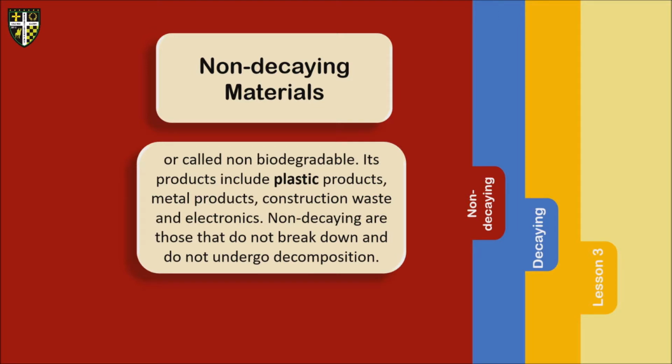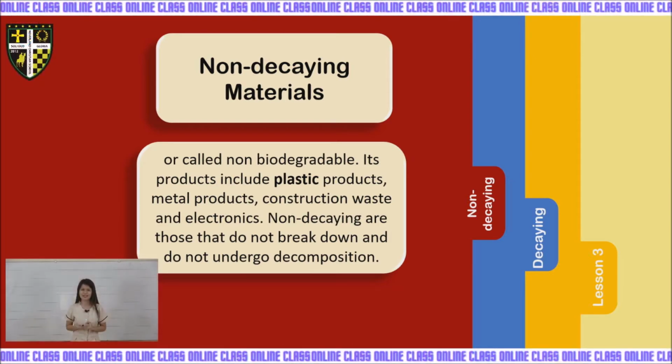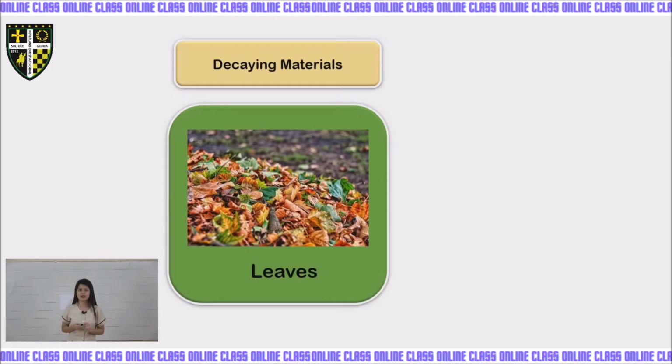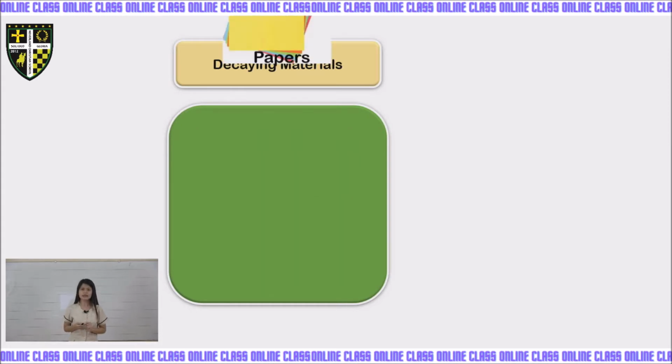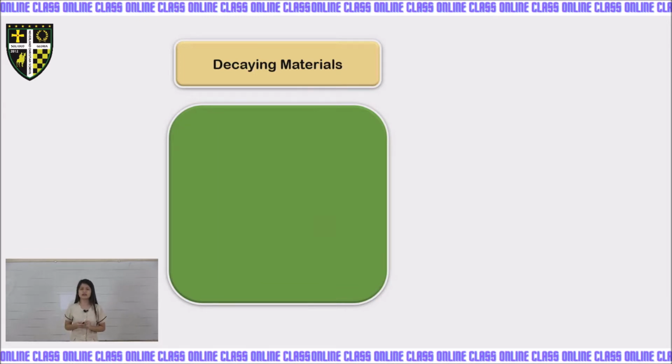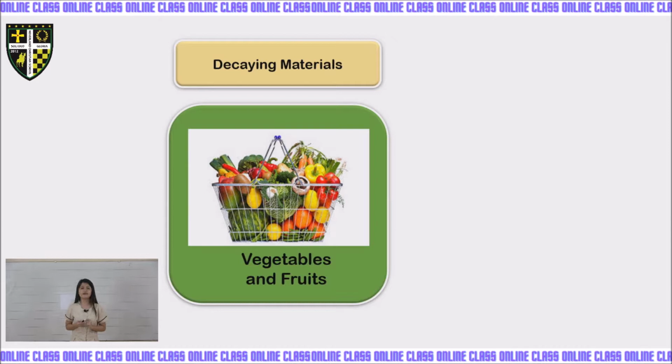But I will also give you some examples. Here are more examples for decaying materials. First, leaves. They are decaying because they undergo decomposition. Second, we have papers too. Okay, they are decaying materials. Third, we have vegetables and fruits. Actually, not only the fruits themselves, but also the skin once you peel the fruits and vegetables. It can be used for decomposition.